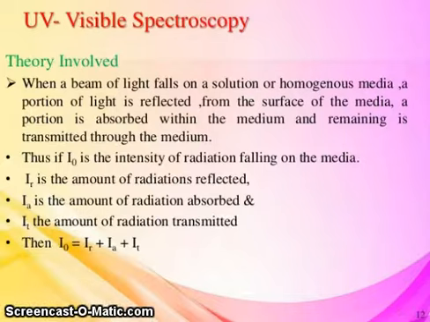Now, the theory involved in UV visible spectroscopy: when a beam of light falls on a solution or homogeneous media, a portion of light is reflected from the surface of the media, a portion is absorbed within the medium, and the remaining is transmitted through the medium. Thus, if I0 is the intensity of radiation falling on the media, IR is the amount of radiation reflected, IA is the amount of radiation absorbed, and IT is the amount of radiation transmitted. Thus, I0 is equal to IR plus IA plus IT.